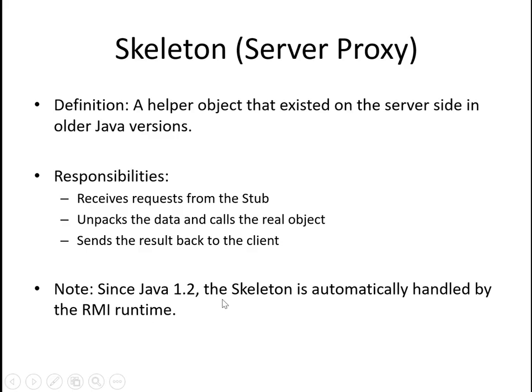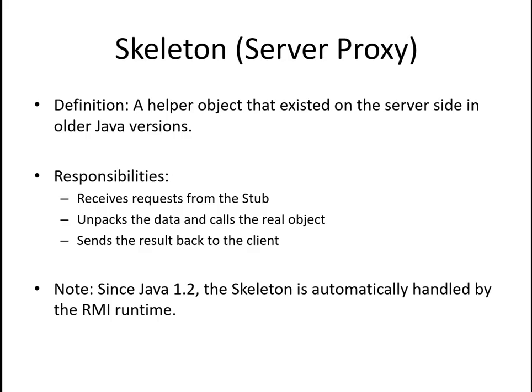Since Java 1.1, the skeleton is automatically handled by the Java RMI runtime, so it doesn't require explicit management. The responsibility of the skeleton is to receive a request from the stub, unpack the data, and call a real object. Unpacking is called unmarshalling.